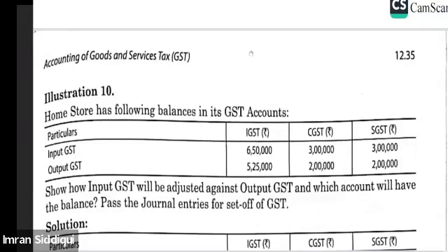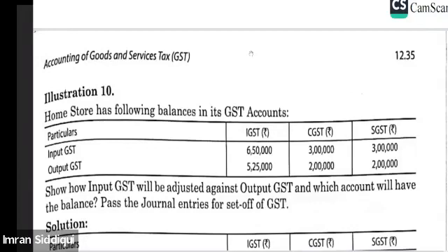Now see, what does this question say? It says, a home store has the following balances in its GST account. Input GST that this store has paid is 6,50,000 by way of IGST, 3 lakh by way of CGST, and 3 lakh as the SGST as well. And the output GST that this store has collected is 5,25,000, 2 lakh, and 2 lakh, IGST, CGST, and SGST respectively.